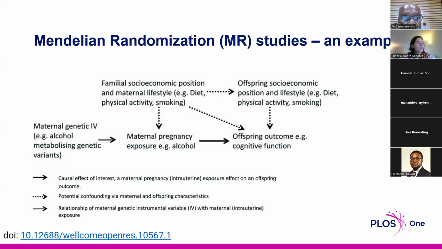And you can see on top with the dotted lines, these are potential confounding factors being socioeconomic position and lifestyle, both of the family and the offspring. And you can see that these would be confounding at various levels of the Mendelian randomization study. So for things like this, there are methods in place that can control for these quite effectively, but it has to be considered during the study design.